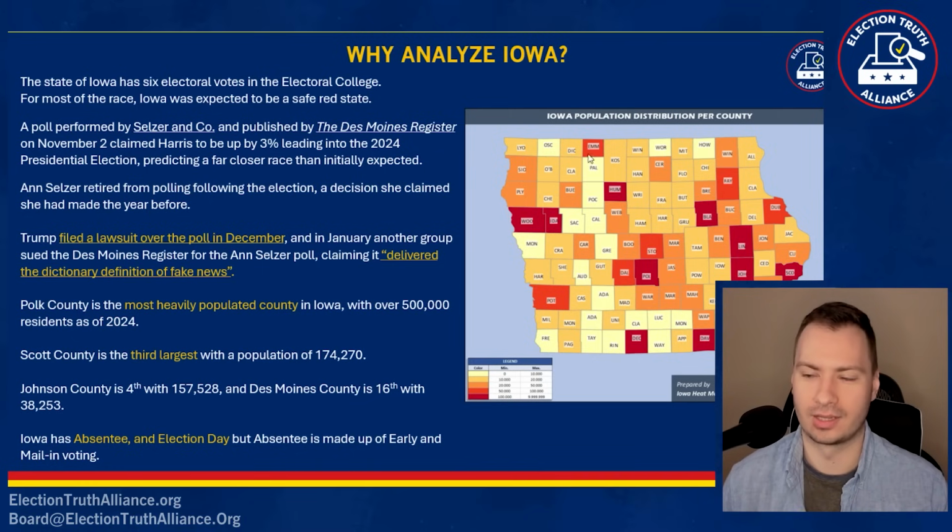But here's what's important. She was a well-known pollster, and she normally wasn't too far off the mark. And yet, for this election specifically, I think she was 16 points off from the actual results. After the election, President Trump filed a lawsuit in December about her poll being fake news.